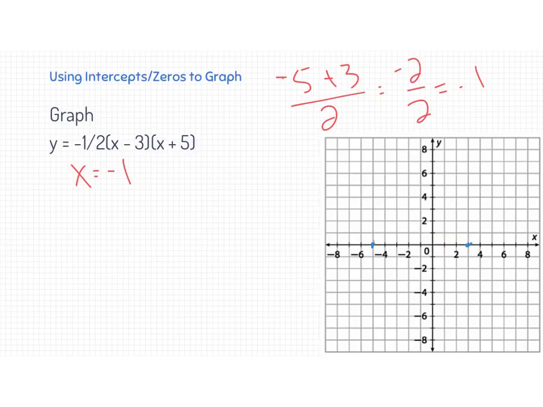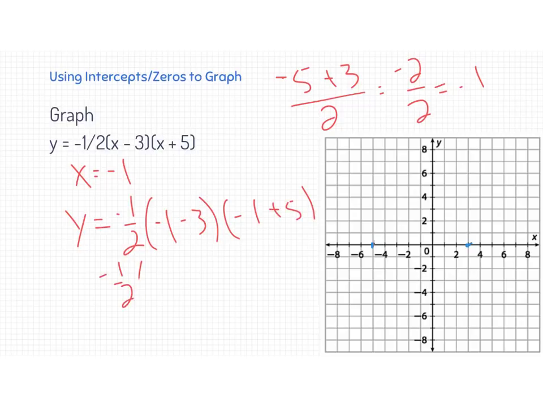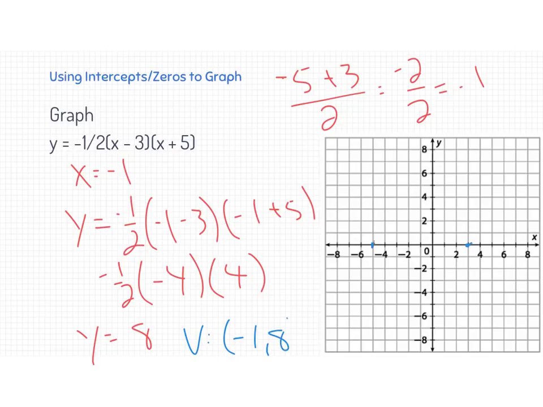Since we know that the x-coordinate of our vertex is negative 1, we substitute that in to find the y-coordinate. We get negative 1/2 times negative 1 minus 3 and negative 1 plus 5. So negative 1/2 times a negative 4 times a positive 4. Negative 1/2 times negative 4 is a positive 2, and then positive 2 times 4 is 8. So our vertex is at negative 1, 8.